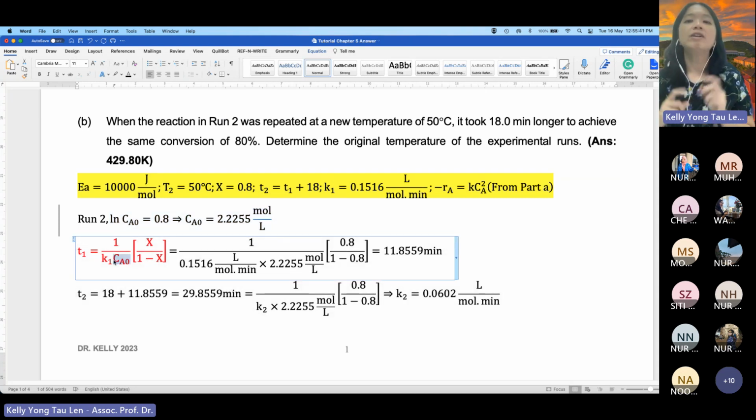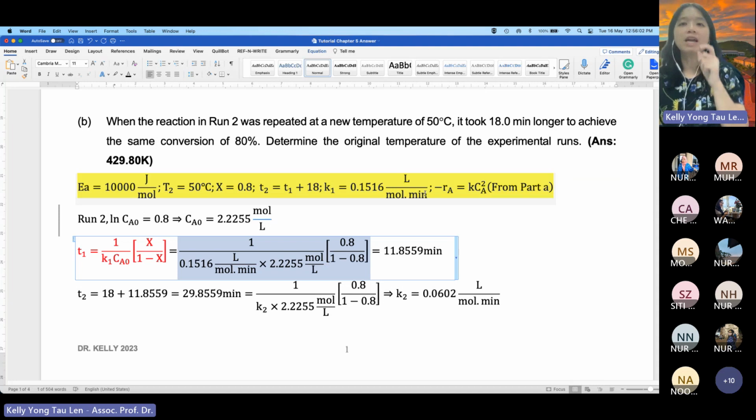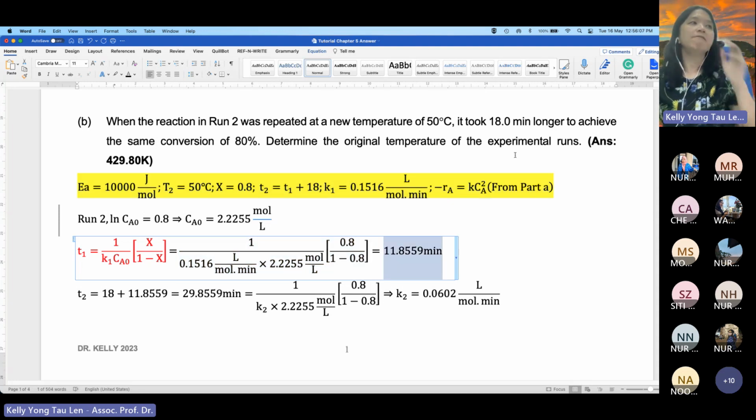So kamu kena ingat, dia repeat run yang sama. Dia just ubah suhu. So maknanya CA0 pada suhu asal, CA0 pada suhu baru masih CA0 yang sama, which is 2.2255. So done. So then in bracket, you find your X is 0.8. Okay, so when I calculate this, okay, as I'm highlighting in the question, you will get the time at the original temperature as 11.8559.